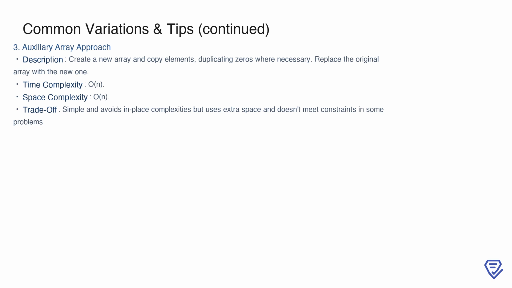Lastly, the auxiliary array approach provides another way to solve the problem. In this method, you create a new array and copy elements from the original array, duplicating zeros as needed. Once completed, you replace the original array with the new one. This approach is straightforward and avoids the complexities of in-place transformations. However, it has a time complexity of O(n) and a space complexity of O(n), since it uses additional memory for the new array. While this method is easy to implement, it doesn't meet the constraints of problems that require in-place solutions, making it less suitable for certain scenarios where minimizing space usage is critical.